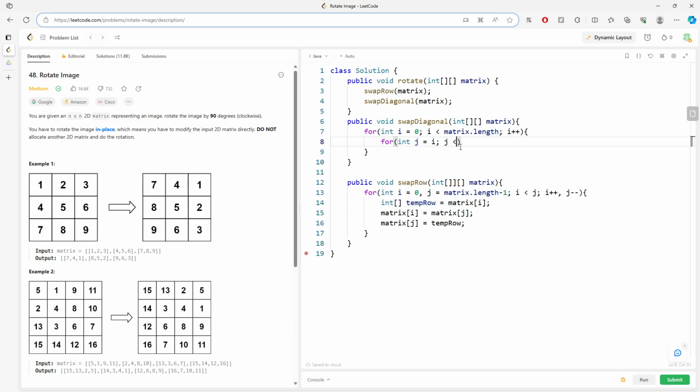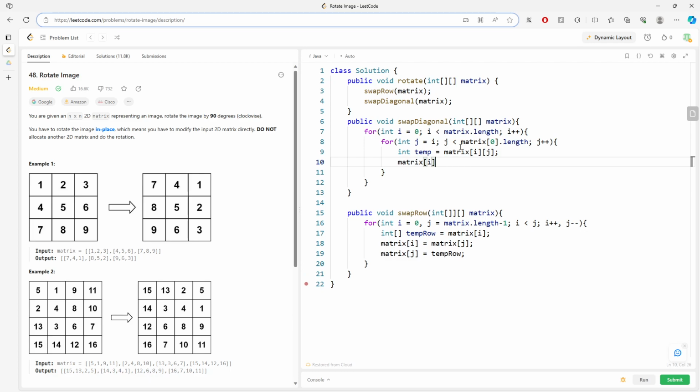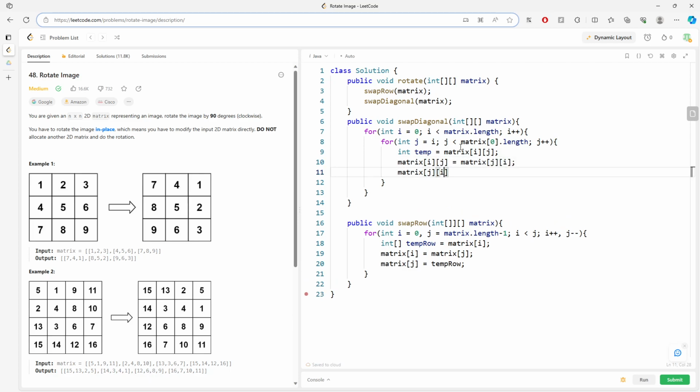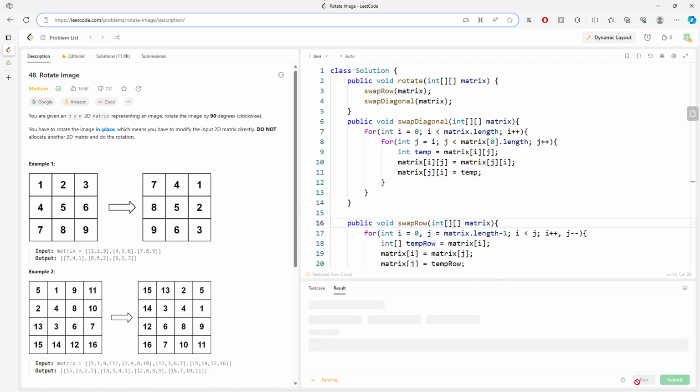And j less than matrix 0.length, and then j plus plus. So what we need to do is create a temp. It's going to be temp equal to matrix at ij, matrix at ij equal to matrix at ji, matrix at ji equal to temp. If I have no typo, it should be okay. Yeah, I do have a typo. Alright, submit.